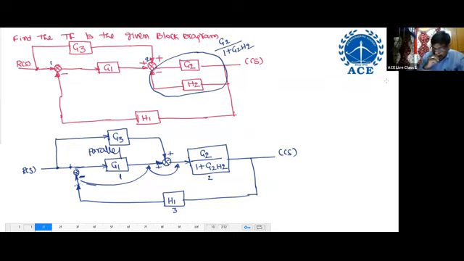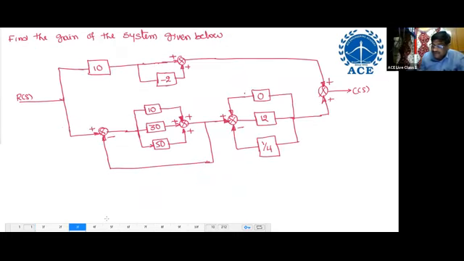Okay, next. What is the answer for this? Anybody? Here you will get the answer directly, because I have given it directly, no interchanging, nothing. All are parallel and series combinations only. Tell the answer.